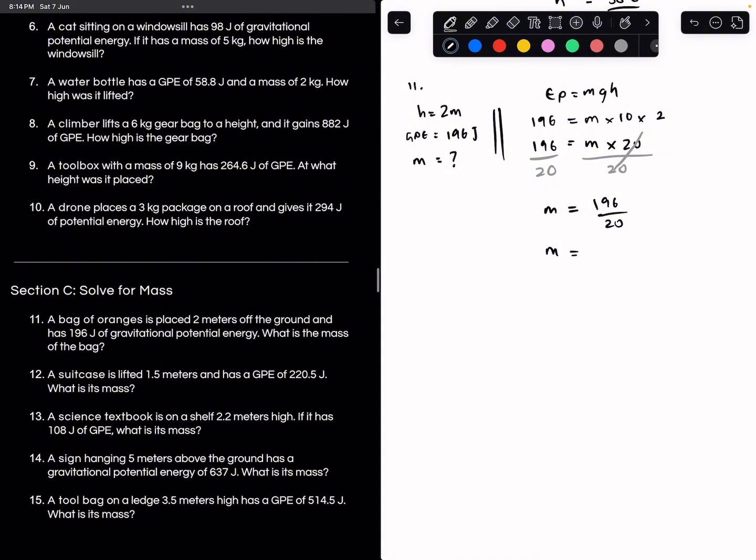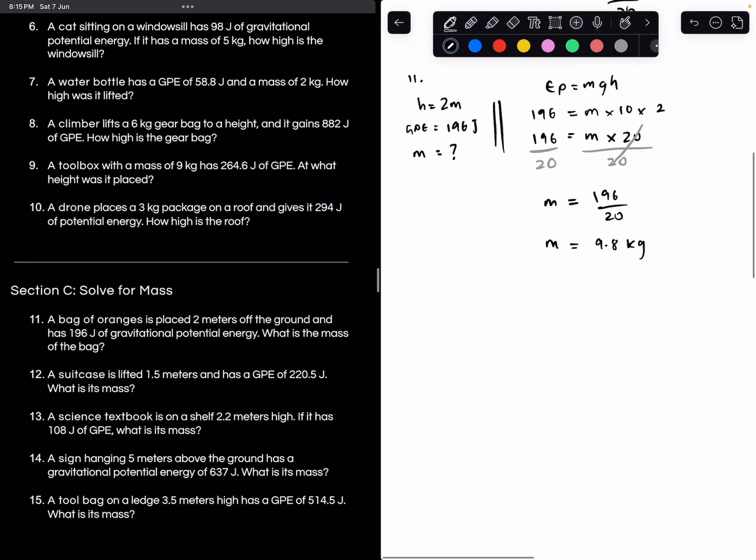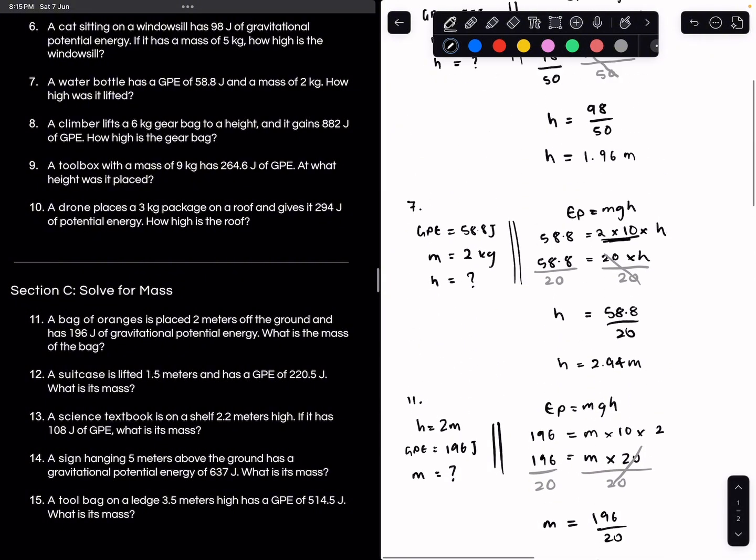And if you enter that into your calculator, 196 divided by 20 is 9.8 kgs. So the bag of oranges has a mass of 9.8 kgs. Pretty simple, team, once you get the hang of it. You've got this. Let me know if you need a hand. But hopefully this template makes a little bit more sense.